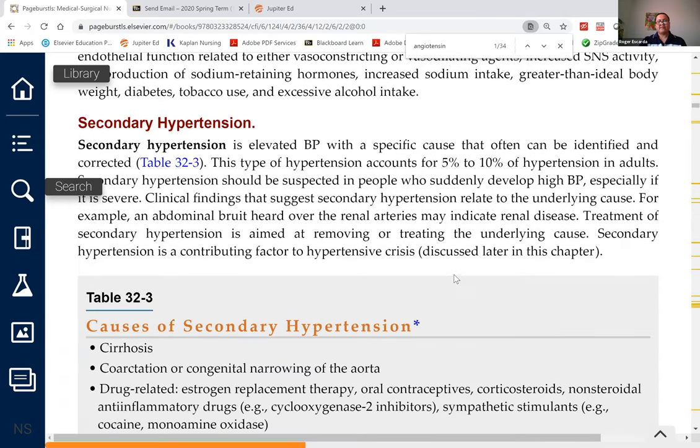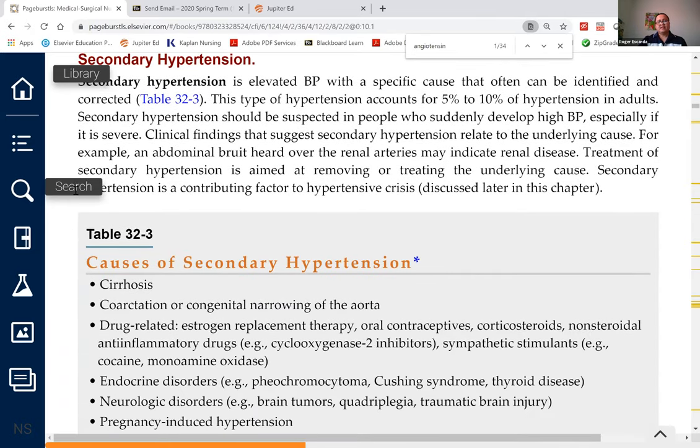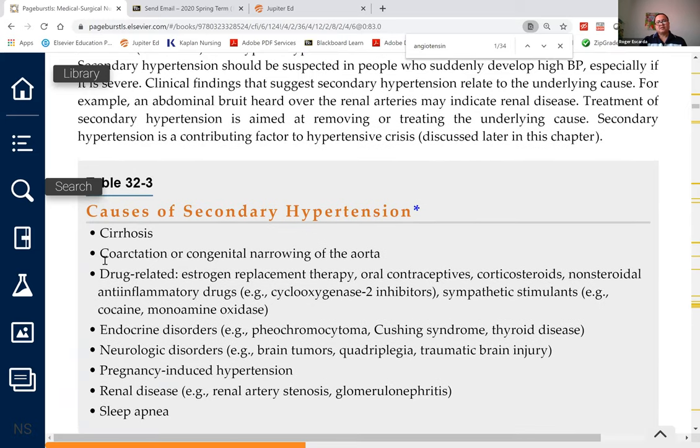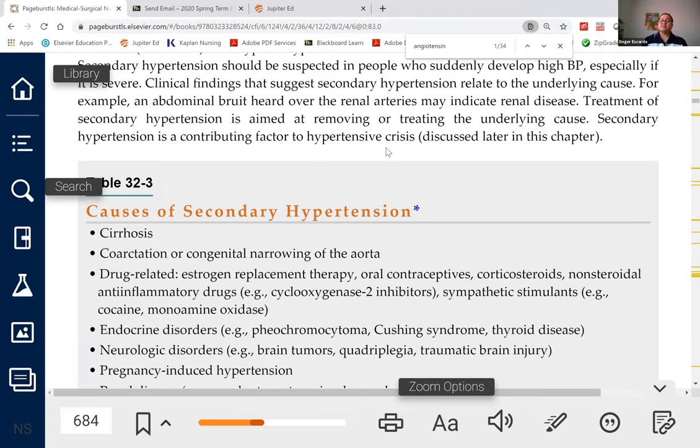And secondary, you have a long list here. Table 32-3. So this is a very good select all and apply question. Cirrhosis, because cirrhosis will cause, it's pretty much you cook your liver. Who has eaten liver here? I mean, cooked liver. Me. Okay, very good. When you cook liver, it becomes stiff, right? Whereas the longer you cook it, the stiffer it becomes. Yeah, exactly. So in cirrhosis, it's like that.